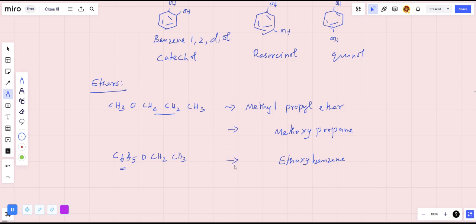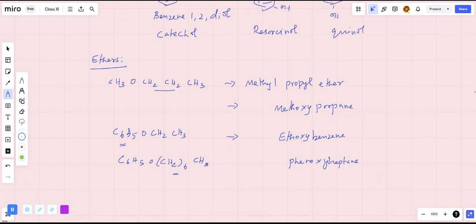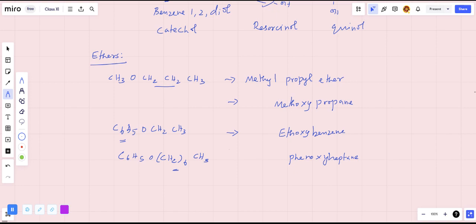Students easily get confused about this. Then if you take this one, C6H5O, then CH2 six times, then CH2, CH3. Here, this side has more carbon, that means 7 carbons, so it should end with heptane. This is a phenyl group, so phenoxyheptane. Understood the naming? Any doubt?